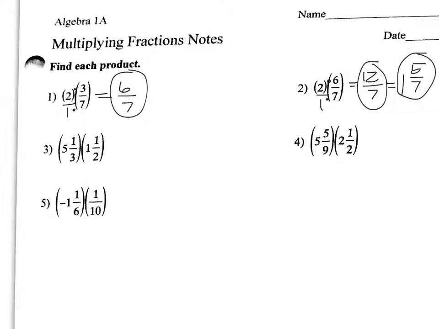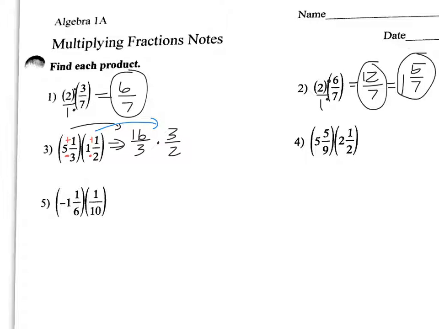Okay, now the next 3 involve mixed numbers. So here you've got to change the mixed number to an improper fraction. So let's review that real quick. So here it's multiply, add, multiply, add. So the first one becomes 3 times 5 is 15, plus 1 is 16 over 3. The second one becomes 2 times 1 is 2, plus 1 is 3.